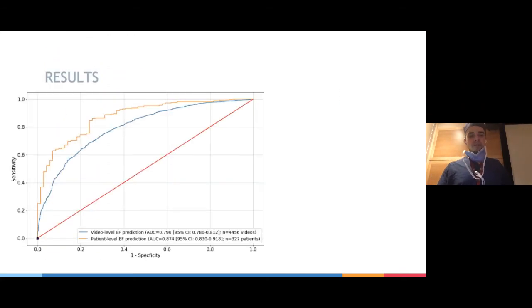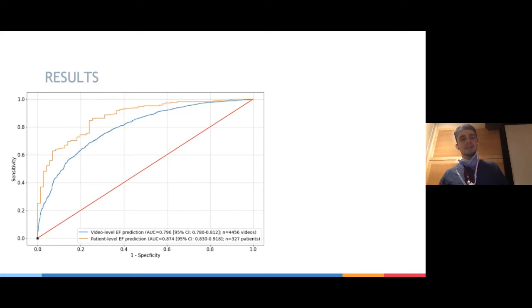So this is the results. Again, this is a familiar ROC curve. In blue, you have the performance of the AI algorithm for a single video. So it's looking at the left coronary from any incidence, and it has an area under the curve of 79.6. So a really moderate to high accuracy here.